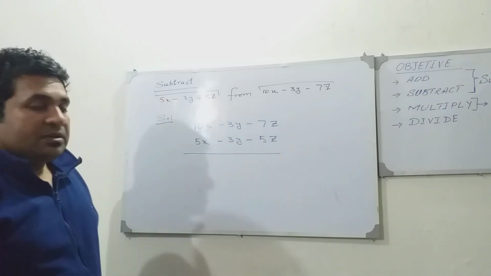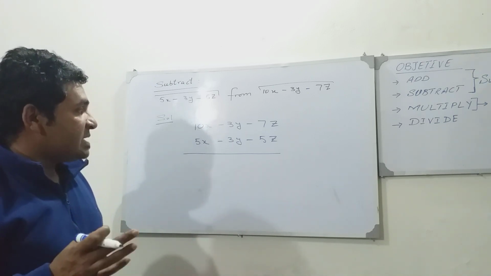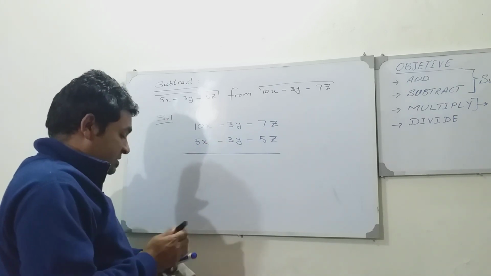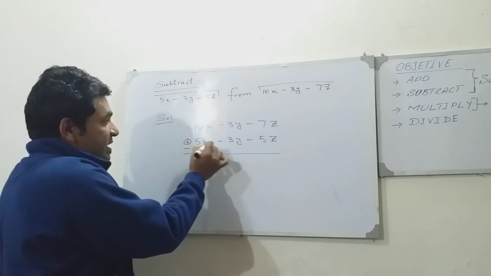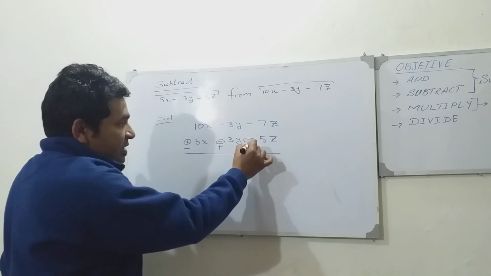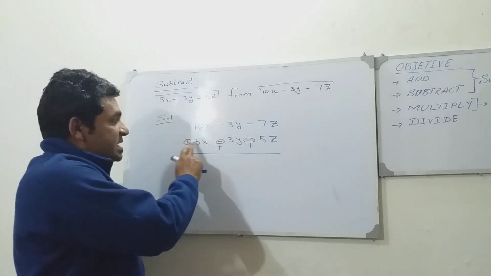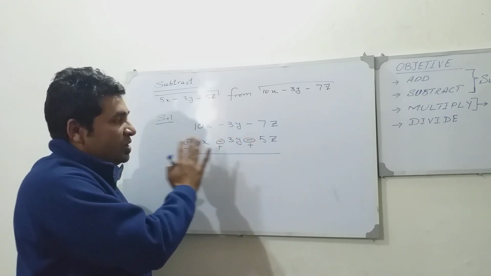In subtraction, you need to know the first rule. The first rule is that we have to change the signs of the second expression. So we will change their signs. It is positive, so we will convert it into negative. It is negative, we will convert it into positive. It is negative, we will convert it into positive. So after that, all the signs which were given before are valueless. We are not going to consider them.